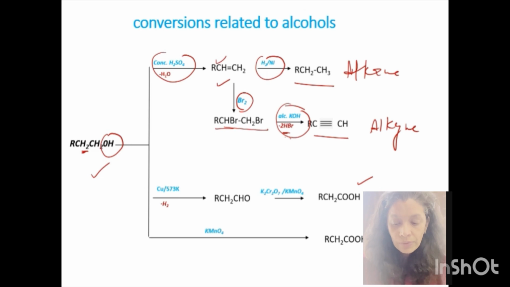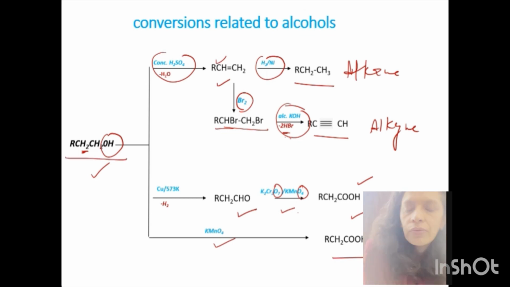Further, alcohol when treated with a mild oxidizing agent, that is copper, in presence of large amount of heat will get converted to the aldehyde, which on further treatment with alcoholic KMnO4 or K2Cr2O7, where it has got a large number of oxygen in it, will get oxidized to the carboxylic acid. So KMnO4 is a strong oxidizing agent. You can directly convert an alcohol to an acid.